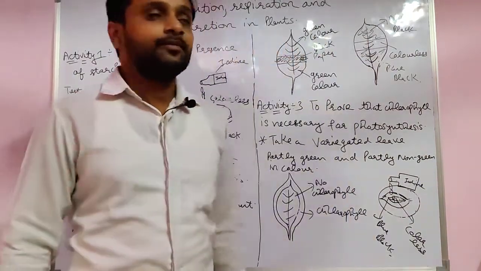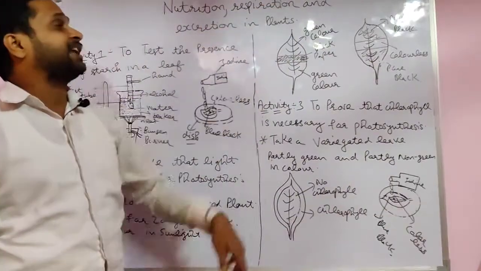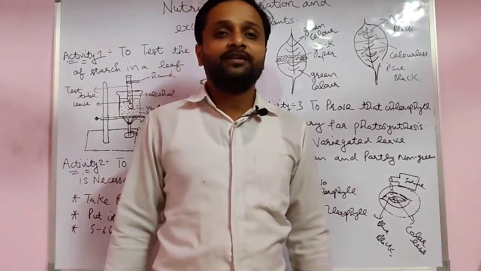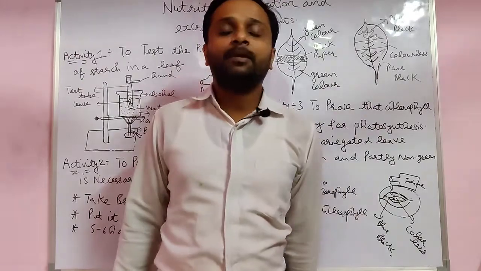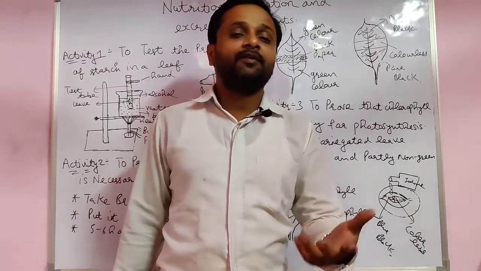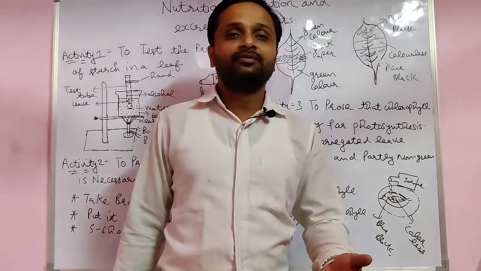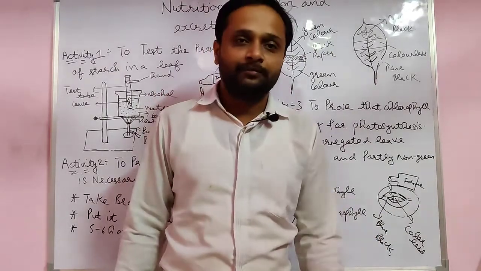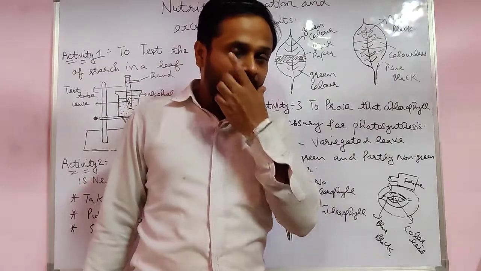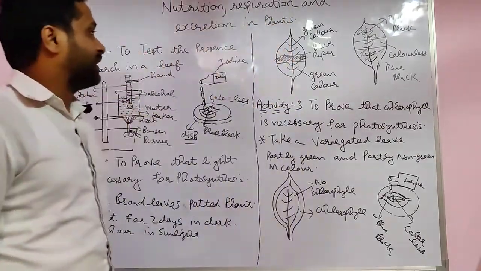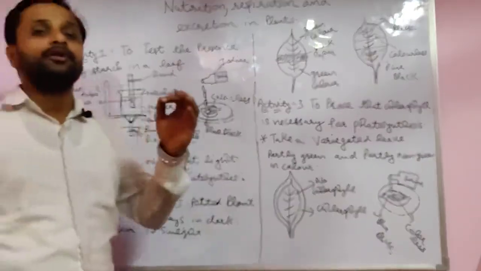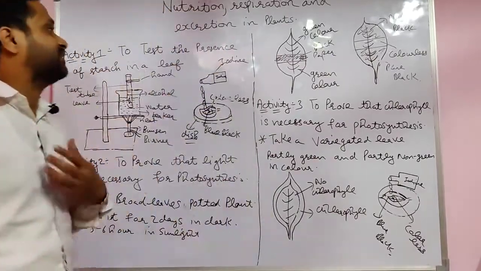In the last lecture of nutrition, respiration and excretion in plants, we already discussed micronutrients and macronutrients. Afterward, we discussed how the rate of photosynthesis depends upon the amount of carbon dioxide, light intensity and temperature. In all of these, direct proportionality is there. But in this lecture, we discuss some special activities.